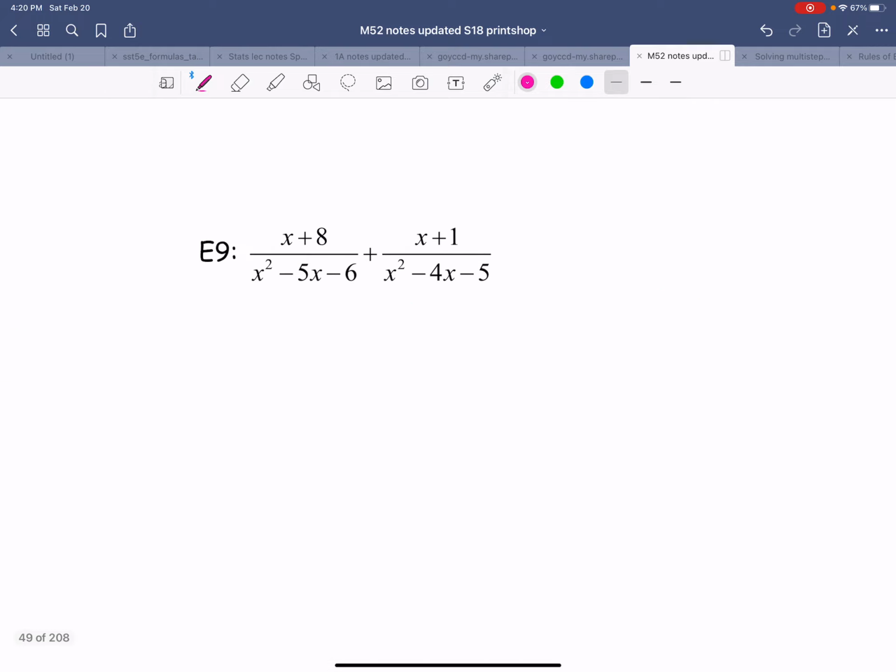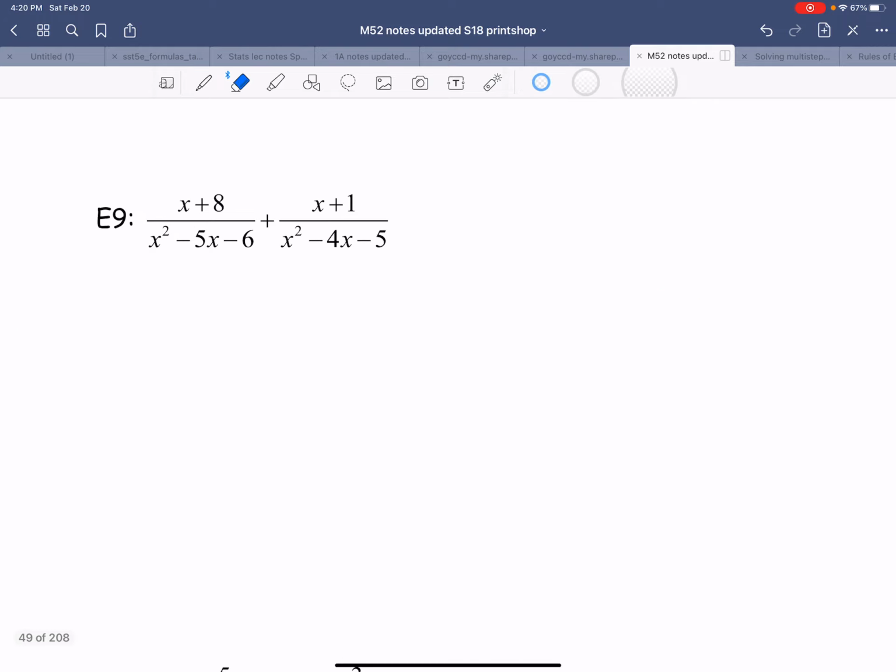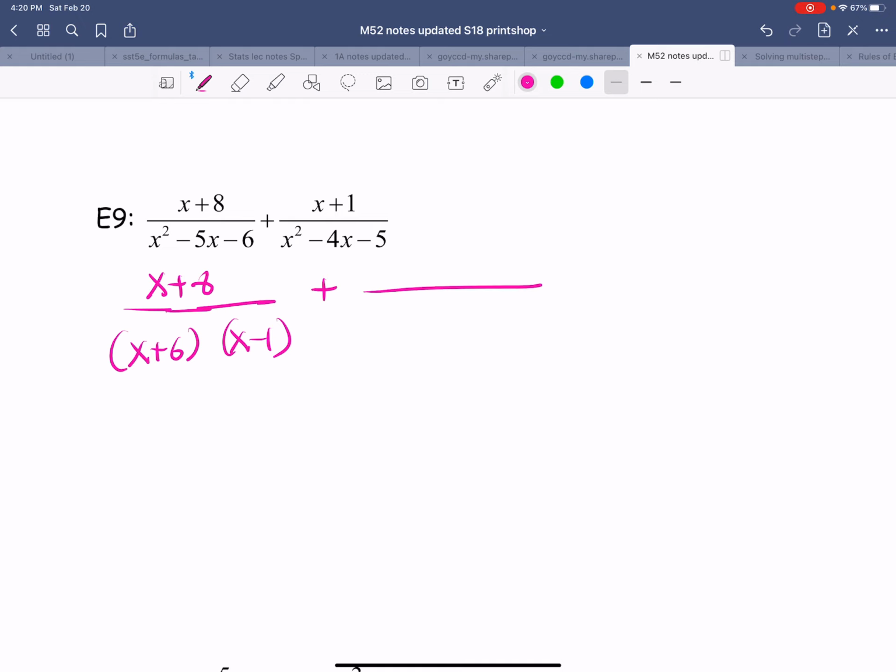And there's one last example we're going to look at. Again, that's for adding or subtracting rational expressions. My first step is to factor the denominators. Two numbers that multiply to give me −6 and add up to give me −5 are x + 6, x − 1. You cannot use −3 and −2 because they will multiply to give you +6, okay? So don't be mistaken. Two numbers multiplying to give me −5, adding up to give me −4 are −5 and −1. And then we have x + 1 in the numerator.